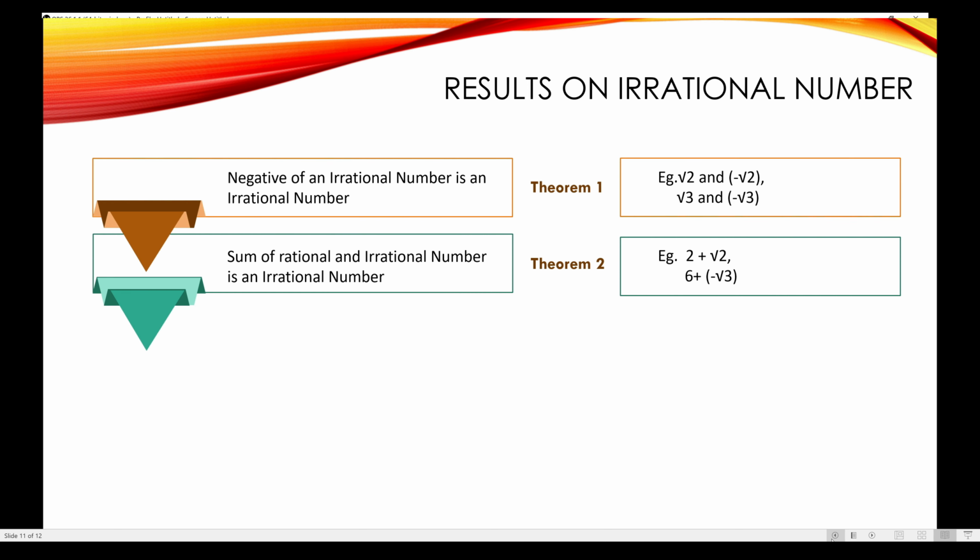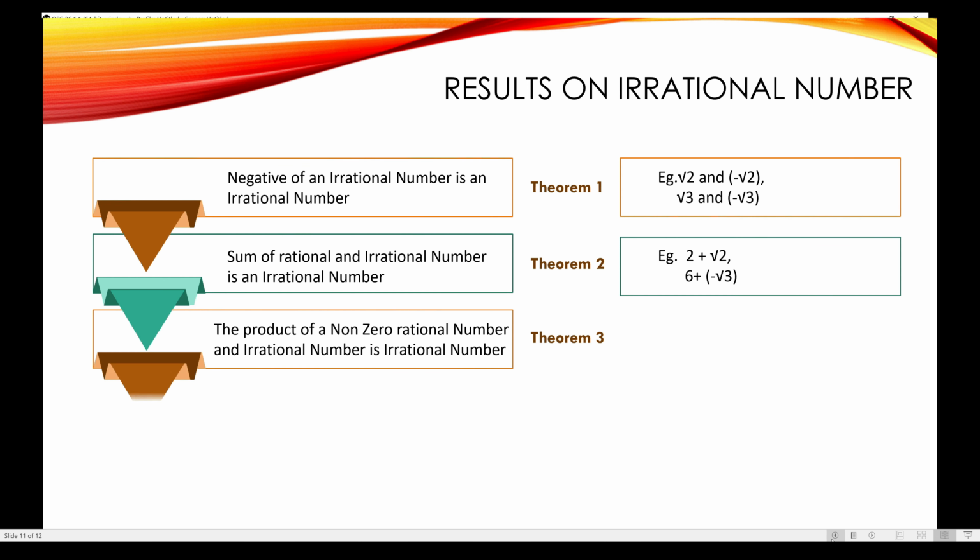For example, here 2 is a rational number and under root 2 is an irrational number and their sum is an irrational number. This sum also includes addition of negative irrational numbers or negative rational numbers, which means minus in general terms. So 6 plus minus under root 3 is also an irrational number.